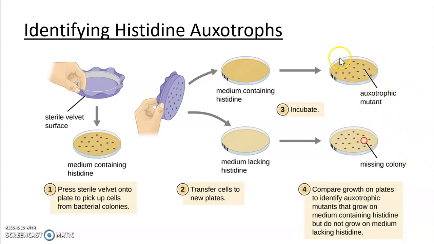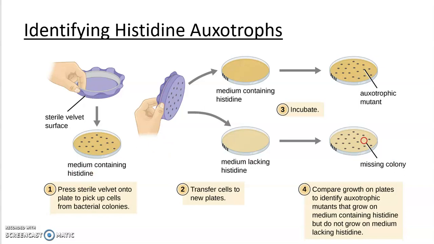And so these guys grew here in the presence of histidine, but they could not grow in the absence of histidine. And this means we can go in here and scoop these cells off and transfer them to a new plate with histidine added. And now we've got a histidine auxotroph. We have some cells that don't grow on media that are lacking histidine.